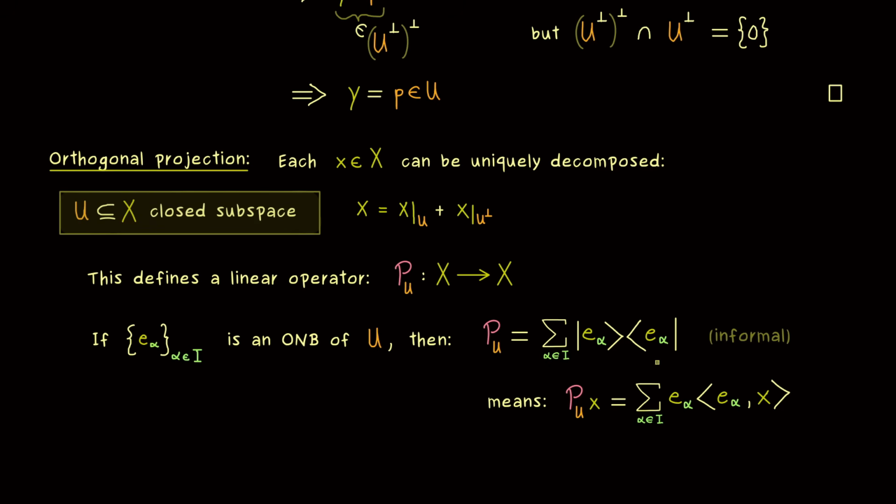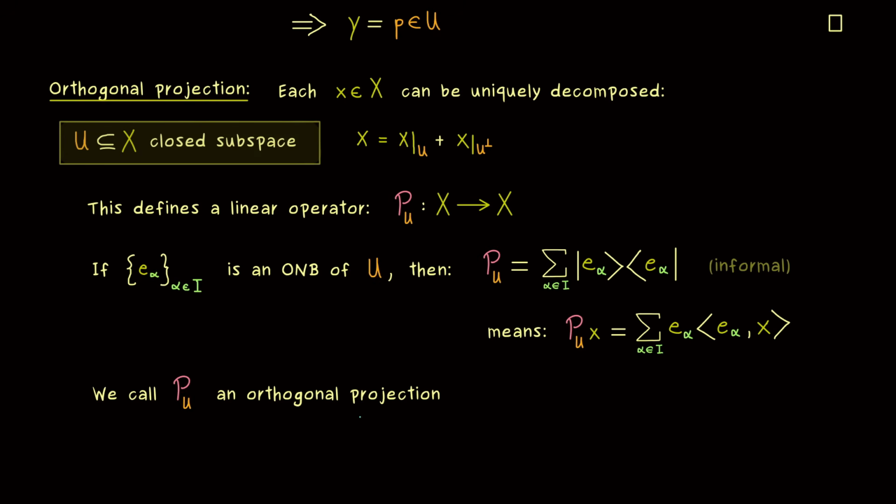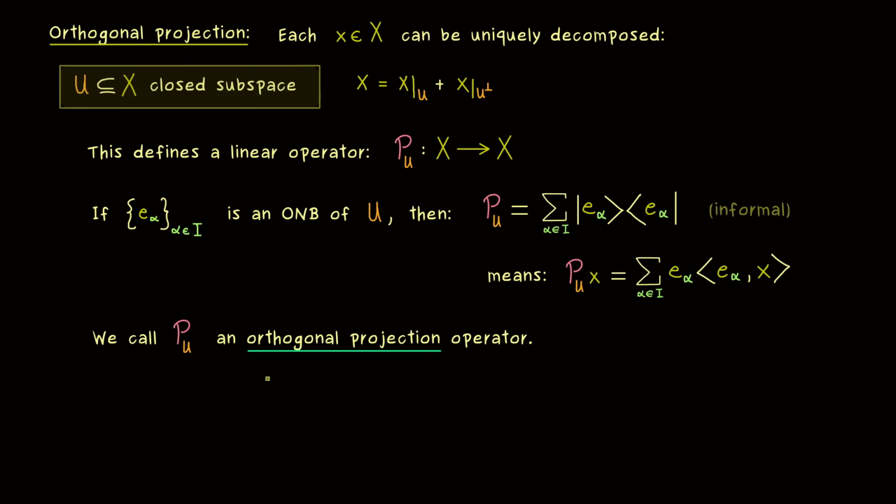So there you see, this is how our linear operator acts on a vector X when we have an ONB for our subspace. Indeed, we already know this from the last video, but now we will discuss this operator P_U itself. And first I should tell you that the operator itself is also called an orthogonal projection. And in the case that this is confusing, you could also say that P_U is an orthogonal projection operator. Now it's worth noting that we already know a lot of properties of this new linear operator.